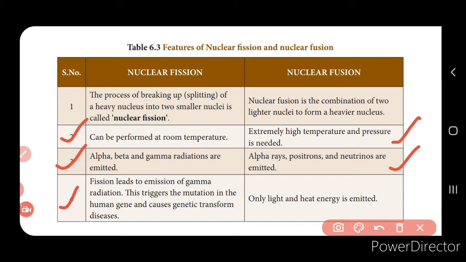lead to mutation, in the sense there is a change in the number or shape of the chromosomes that we have learnt in the heredity lesson, which causes genetic transformation. And here only light and heat energy will be emitted, and no harmful radiations like gamma radiations will be emitted. So this is the difference between fission and fusion reactions, and this is a very, very important question. This is a very, very important 4-mark question.